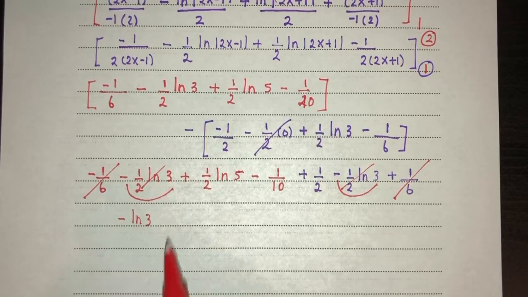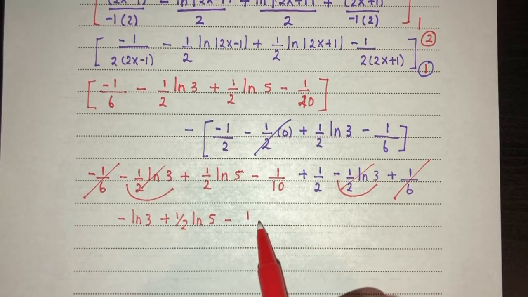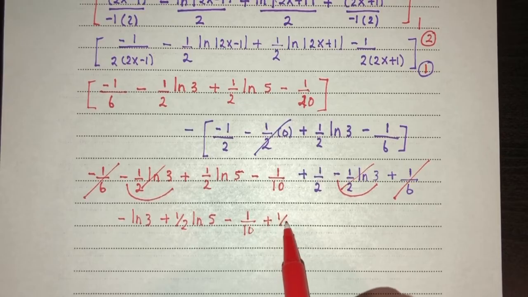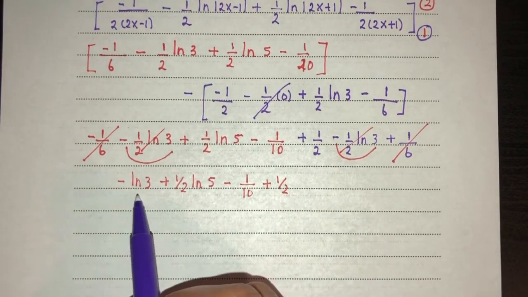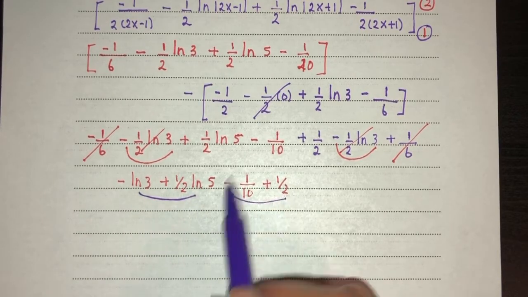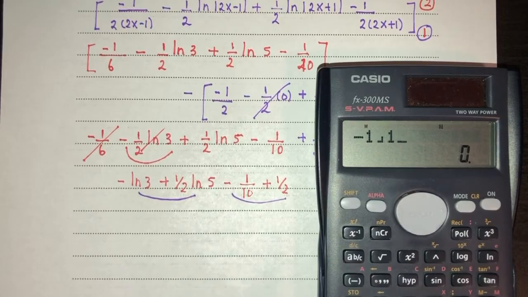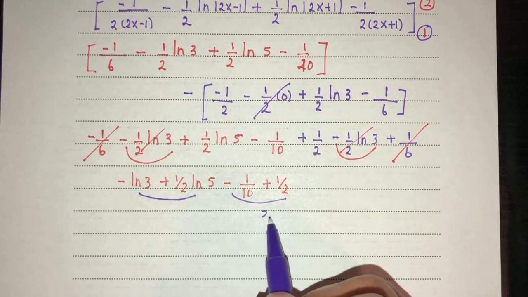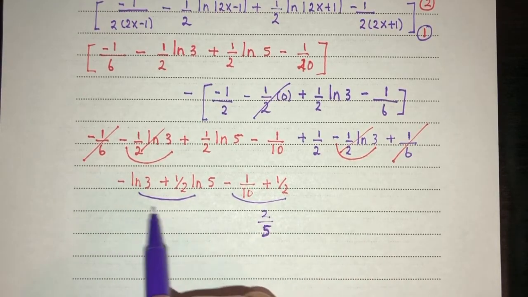Now we have what? We have plus half of ln 5 and minus 1 over 10 plus half. We have to simplify those two. So first let's try to simplify this and this. So this one is easy. Let's do this one first. Minus 1 over 10 plus half. That should give you 2 over 5. This becomes 2 over 5. Okay. And what does this become?